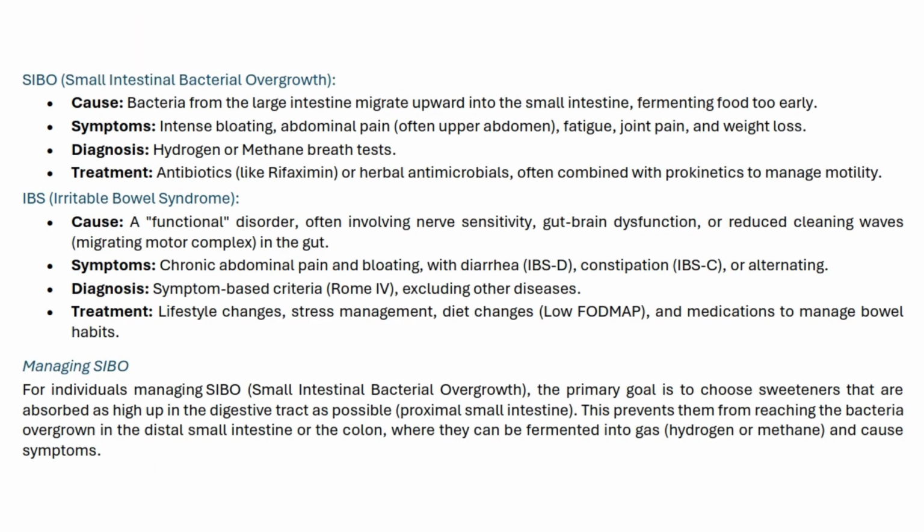of their symptoms. SIBO, or small intestinal bacterial overgrowth, occurs when bacteria from the large intestine migrate into the small intestine, leading to premature fermentation of food.